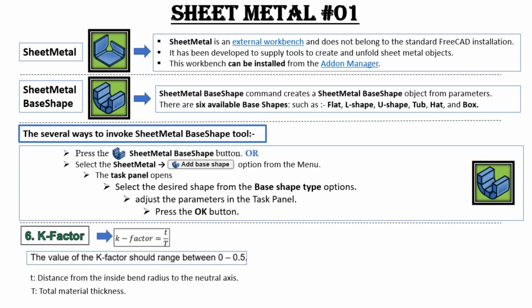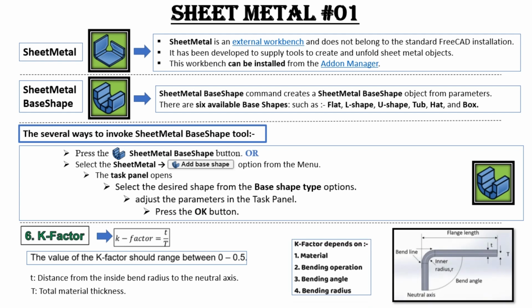menu. The K-factor in sheet metal is a ratio that defines the location of the neutral axis inside the material during a bend. It depends on the material, bending operation, bending angle, and bending radius.